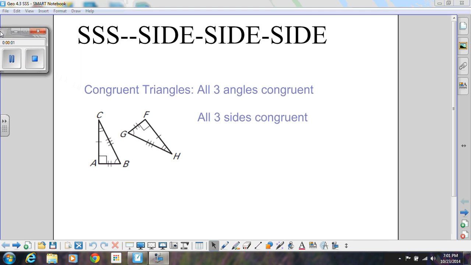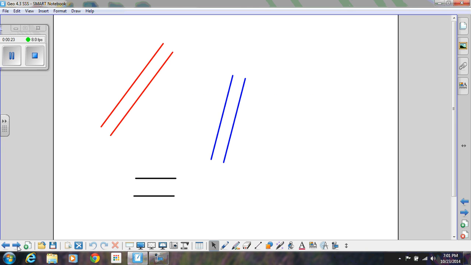Hi, it's Ms. McCahan, and up to this point we've talked about congruent triangles, and we've said that if we know that all three angles are congruent and all three sides are congruent, then those triangles are congruent, just like these two triangles here. But now we're going to talk about SSS, which means side, side, side, and we're going to look at some scenarios here.